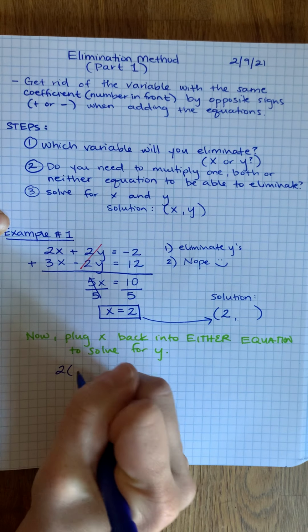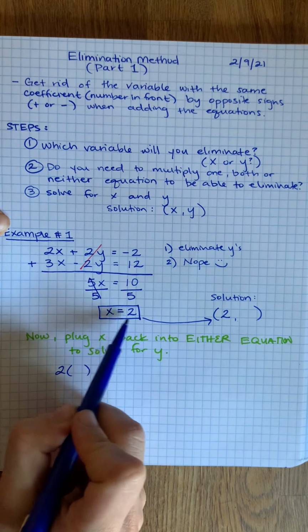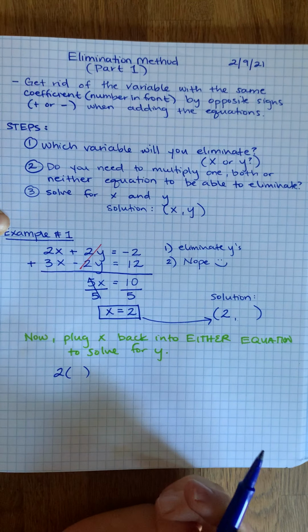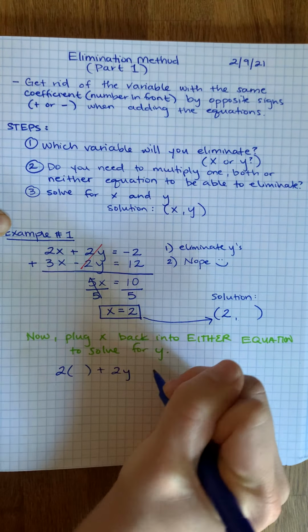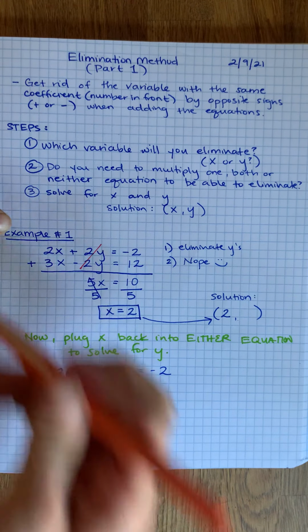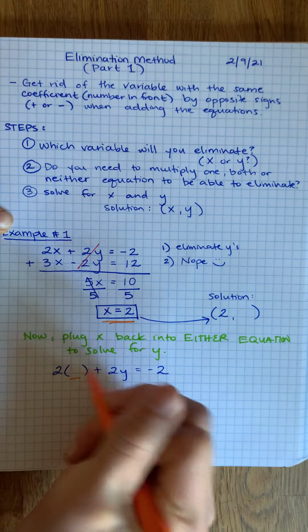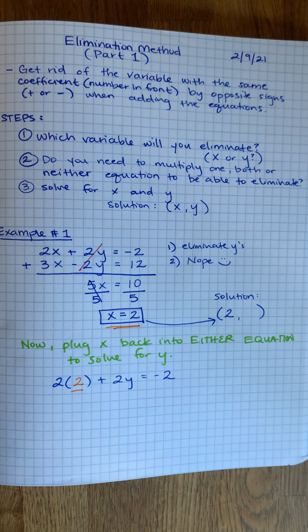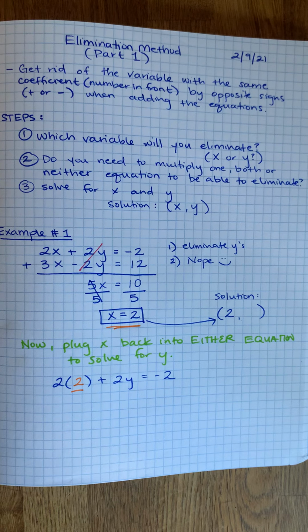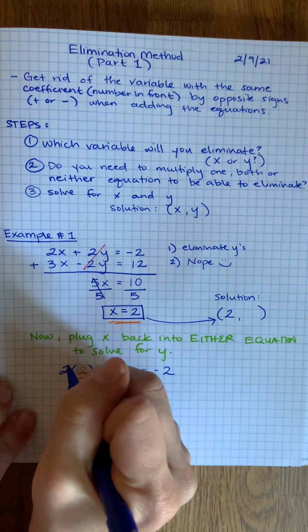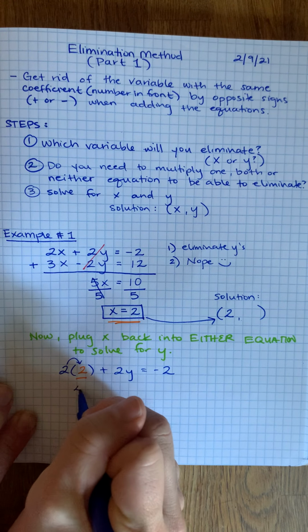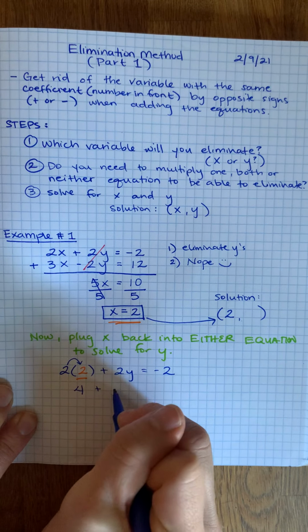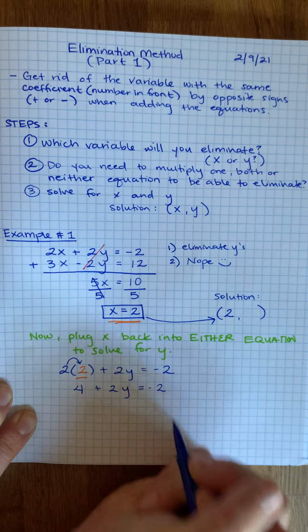So I have 2, and then instead of x, right, I solved for x, so I know I'm going to plug this in for x. I made a set of parentheses plus 2y equals negative 2. I am plugging in, let's do orange, I'm plugging this in here, because that's what x equals. Okay, now I'm going to solve for y. So I need to multiply that number in front of the parentheses. So this gives me 4. 2 times 2 is 4, plus 2y equals negative 2.